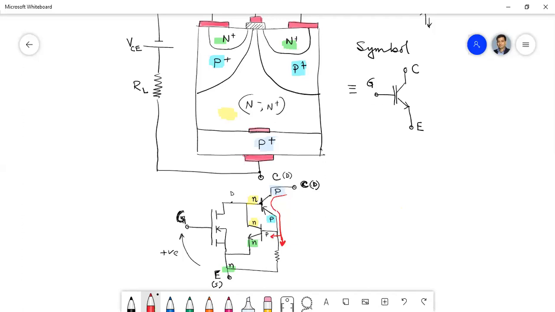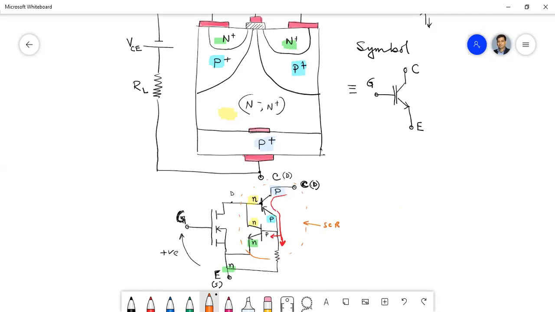Are you getting some similarity with other devices? Yes, sir, in SCR. Correct. In SCR, silicon controlled rectifier, you see this structure. This structure is very similar to the SCR, isn't it?